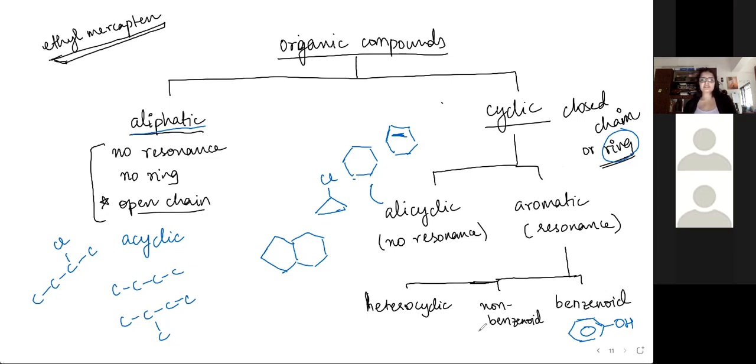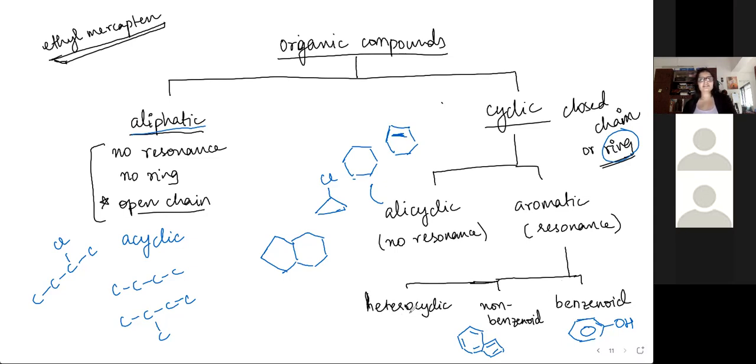Non-benzenoid is if you have resonance, but it is not a benzenoid structure, like you don't have a 6-membered ring. So for example, let's say there is a 7-membered ring with a 5-membered ring here, alternating single and double bonds. Something like this. This is a non-benzenoid because you don't find any benzene ring, yet it is completely closed chain and there is resonance happening here. So this is a non-benzenoid structure.